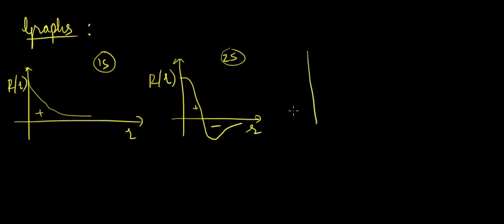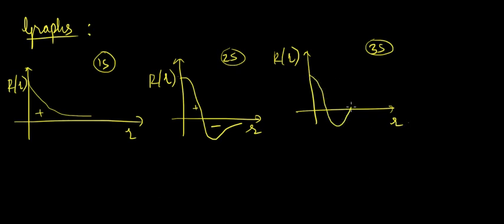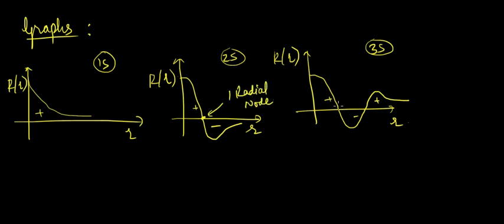Next let us look at the 3s orbital. This is R(r) versus r. For 3s we would have something like this as the function, positive, negative and positive here. For 2s we had one radial node, and for 3s we would be having 2 radial nodes.